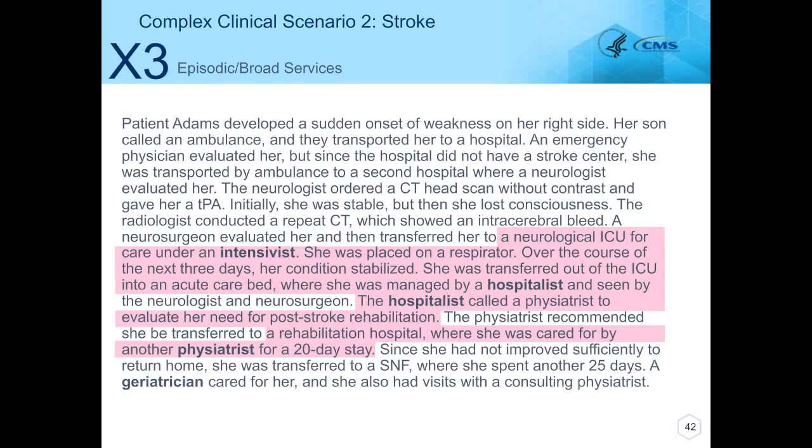The physiatrist that's also managing the patient's overall care over a 20-day stay could also be categorized as episodic broad. And finally, the geriatrician who's taking care of her at the skilled nursing facility for that 25-day stay is managing episodic broad services. Next slide, please.